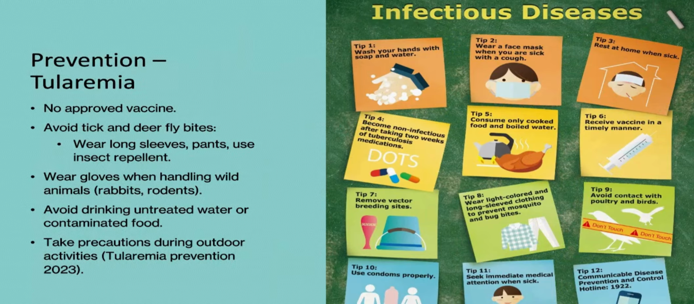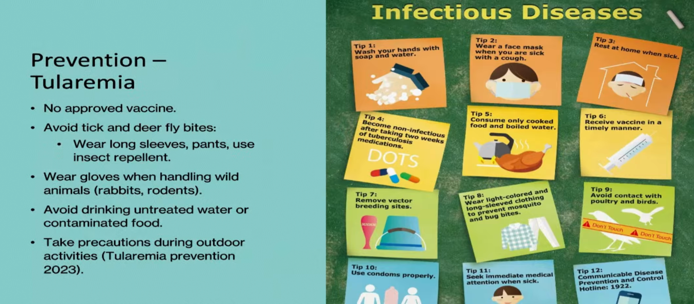This slide is talking about the prevention of tularemia. Currently, there is no approved vaccine for tularemia. The best protection comes from avoiding exposure to the bacterium, and people should avoid ticks and deer flies by wearing long sleeves, long pants, and using insect repellent when outdoors.